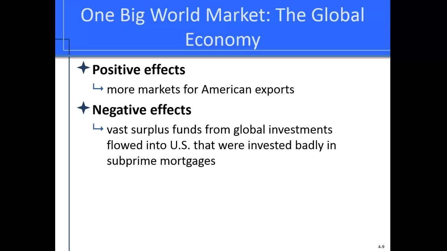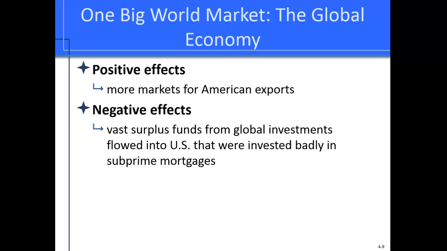Now, some negative effects of a global economy is financial crises throughout the world helped spark a housing and credit bubble, leading to the 2007-2009 Great Recession that most of us probably experienced. And others, well-paying American jobs have been moved offshore as companies seek lower labor costs. So that is a definite negative of a global economy.